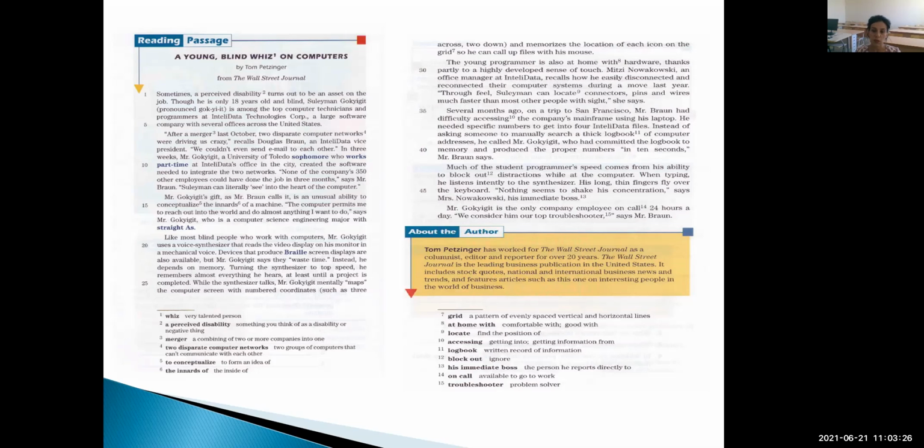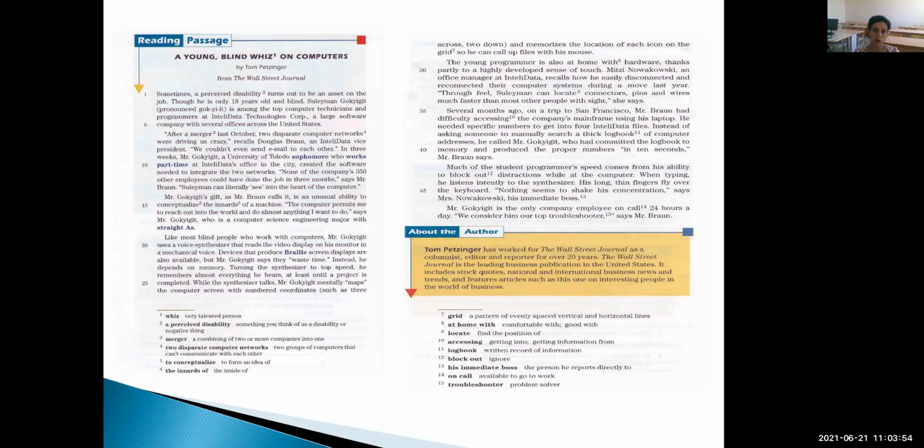So let's speak about the author of the text, Tom Petzinger. He has worked for the Wall Street Journal as a columnist, editor, and reporter for about 20 years. The Wall Street Journal is a leading business publication in the United States. It includes stock quotes, national and international business news, and trends, and features articles such as this one on interesting people in the world of business.